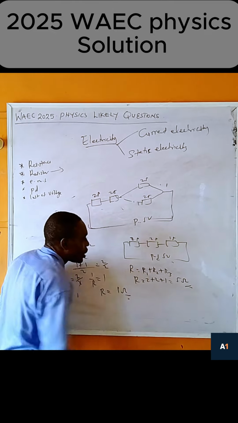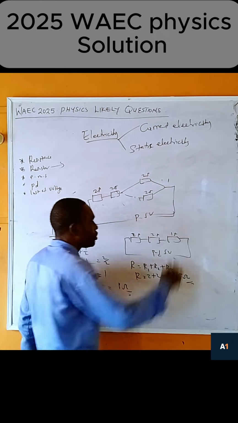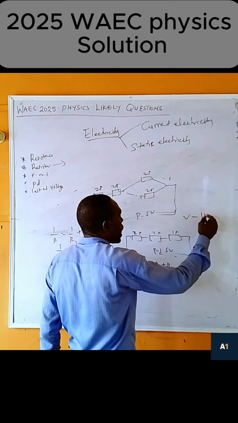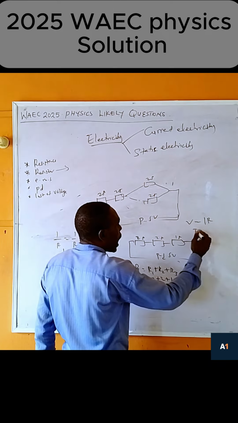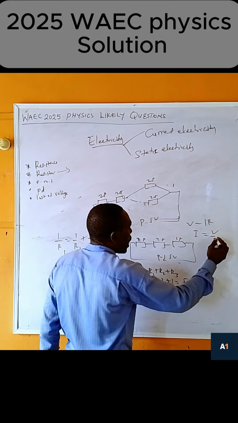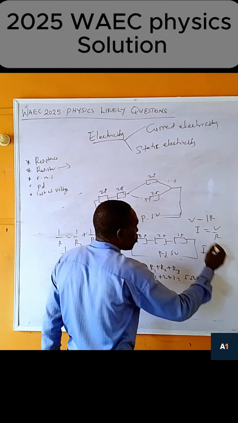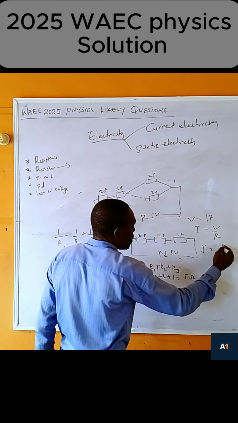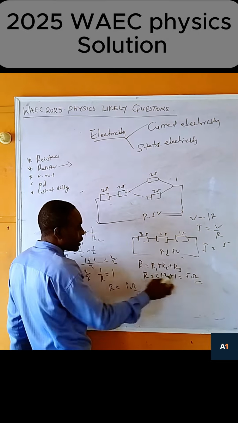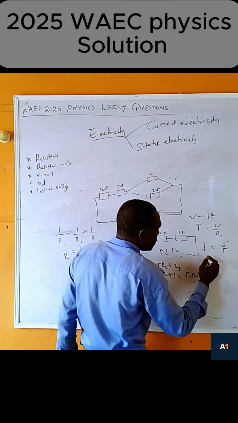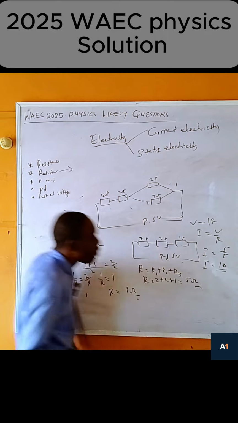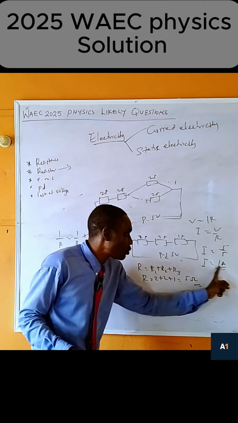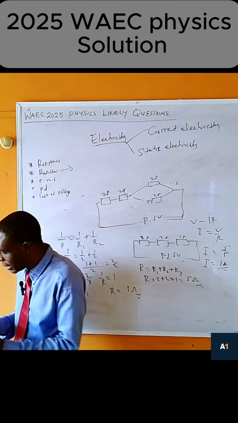Now we go to Ohm's law, which says V is equal to IR. To get the current, divide both sides by R, so we have I equal to V over R. What is the voltage? 5. What is the total resistance? 5. So 5 divided by 5 is 1 ampere. So the current is 1 ampere. So that is what I can set here for you.